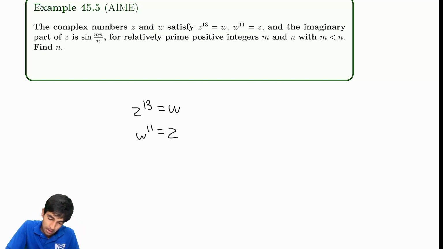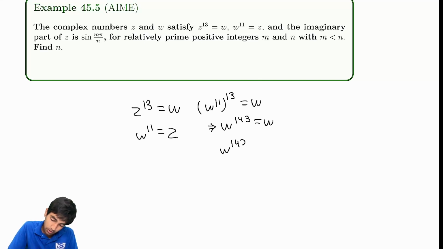Okay, so first thing you might just be like, you want to do it badly, substitute this in. And that's my first impulse as well. So we have w to the 11 to the 13 is w, i.e. w to the 143 is w, so w to the 142 is 1. So our solutions are just the 142nd roots of unity. There's 142 solutions for this.